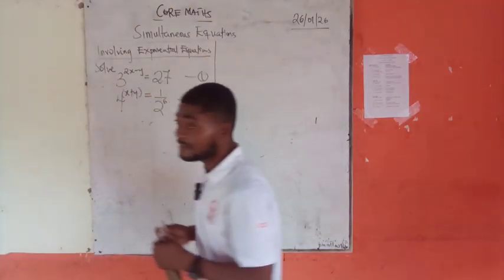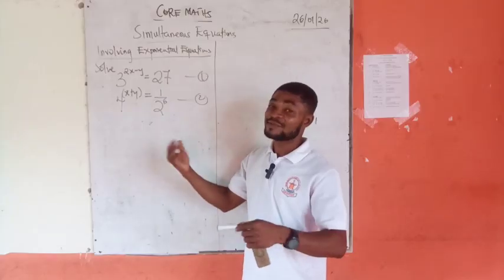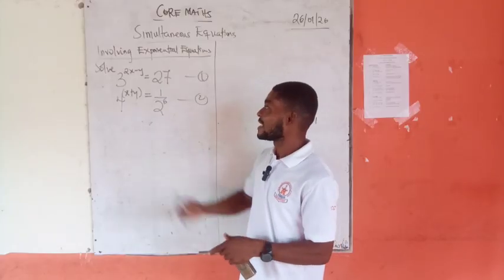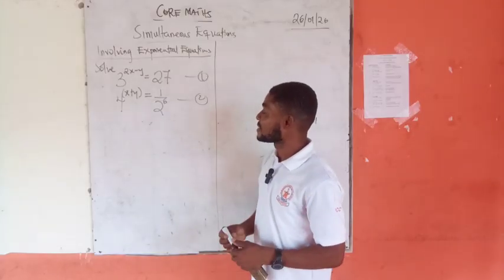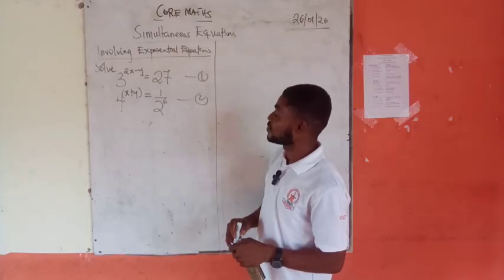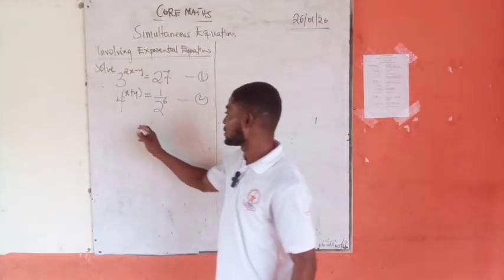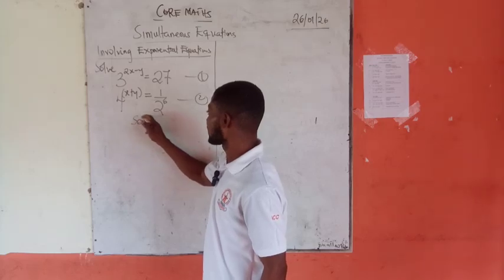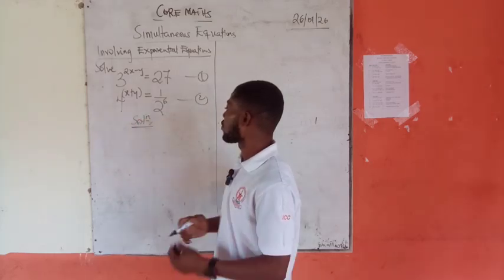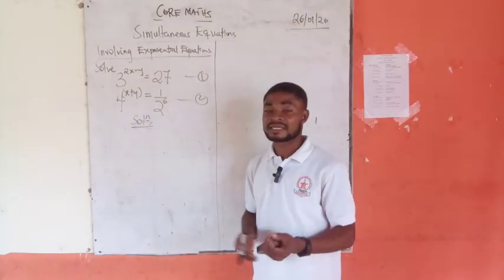I have two beautiful equations on the board. Yes, I mean beautiful. Two beautiful equations on the board. The first equation reads as 3 raised to the power 2x minus y is equal to 27. And the second one reads as 4 raised to the power x plus y is equal to 1 over 2 raised to the power 6.